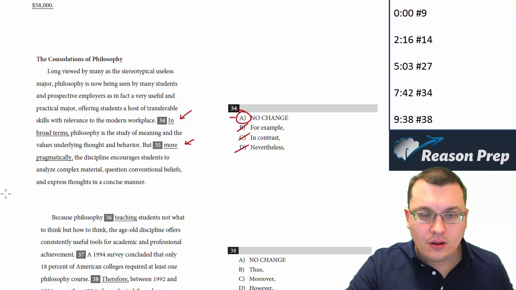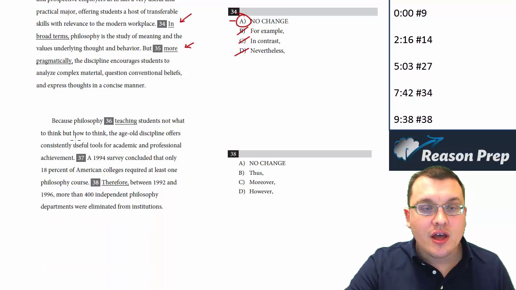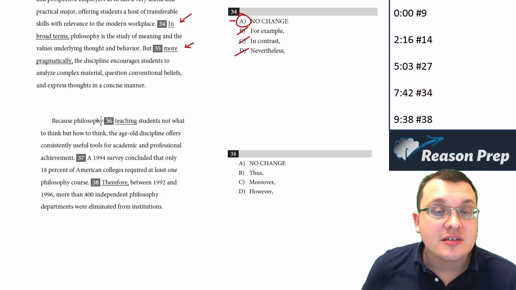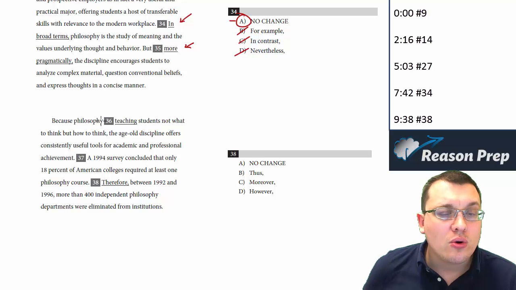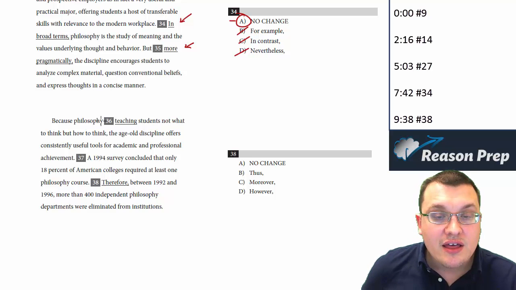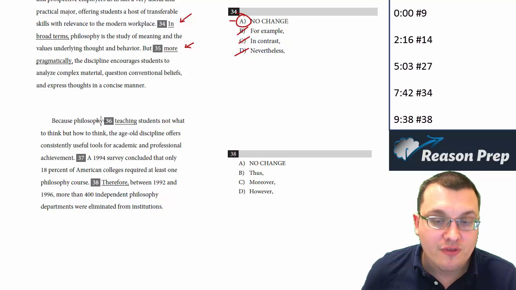Last one is 38. Because philosophy teaches students not what to think, but how to think, the age-old discipline offers consistently useful tools for academic and professional achievement. A 1994 survey concluded that only 18% of American colleges required at least one philosophy course. Therefore, between 1992 and 1996, more than 400 independent philosophy departments were eliminated from institutions.